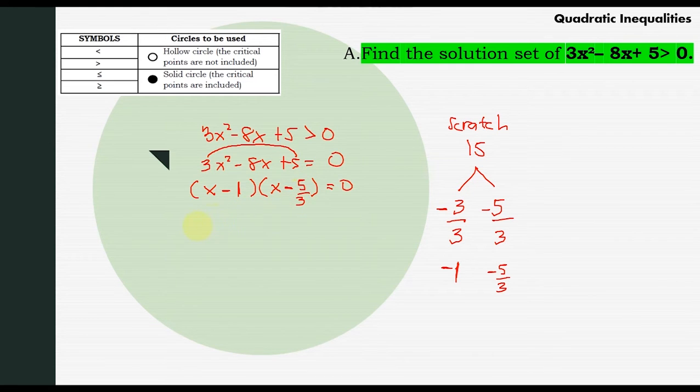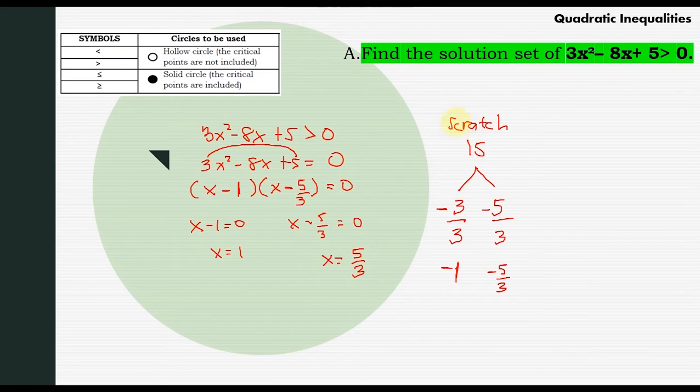Now, applying the zero product property, I'm going to have x minus 1 equals 0, and then the other is x minus 5 over 3 equals 0. Now, let's solve for x. Here, x minus 1 equals 0 will give us x equals 1. And at the same time, for x minus 5 over 3 equals 0, that will also give me x equals 5 over 3. Now, we have obtained our critical points.